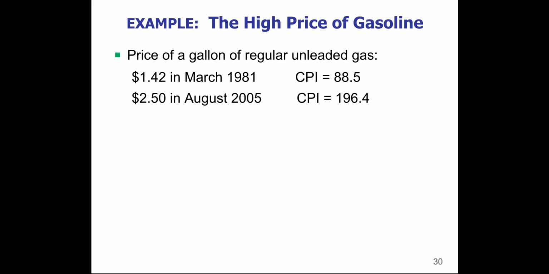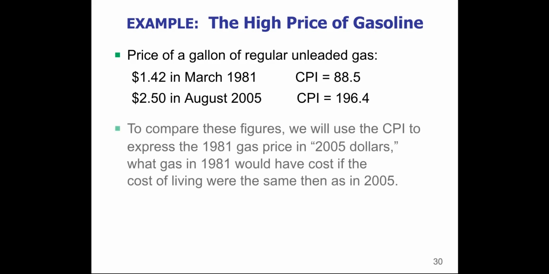So, on face value, it looks like obviously the price in August of 2005 was $2.50. But the CPI of that year was 196.4. So the general level of prices was much higher in 2005 than 1981. So, how much of this is a real price increase just because of inflation? And comparatively, was gas expensive during 1981 or more expensive during 2005? Well, I'm going to show you how to adjust these.